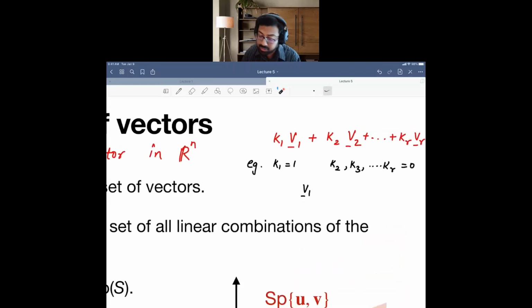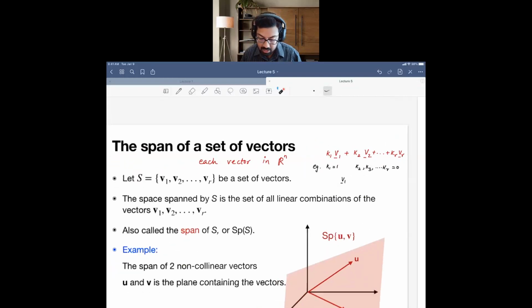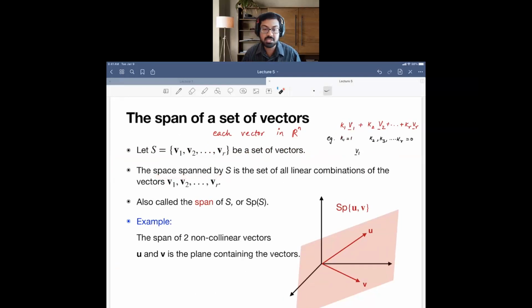But also all the other combinations. So I can take 2 times v1 plus 3 times v2 and so on up to 10 times vr. That resulting vector is also going to belong to the space that is spanned by the set of vectors. So any linear combination will be in the space that is spanned by S, the set of vectors. So this is an important definition over here. Let me just highlight. The space that is spanned by a set of vectors S is the set of all linear combinations of the vectors v1 through vr.